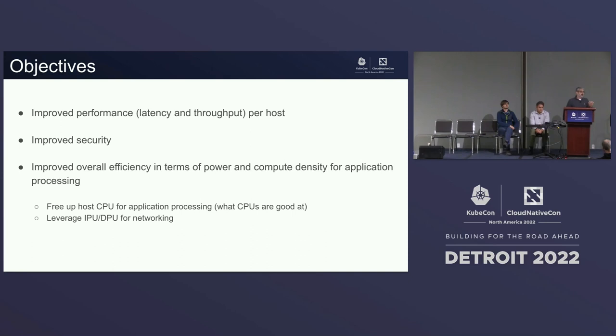The other is that you're leveraging the IPU DPU for networking, where a purpose-built ASIC or fast data path is usually implemented to do the packet processing in the most efficient way. That's how you get to the efficiency.